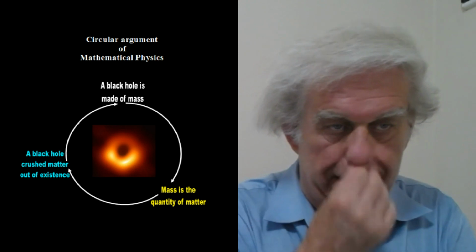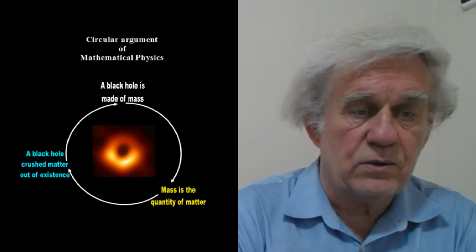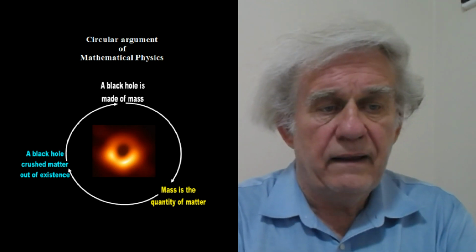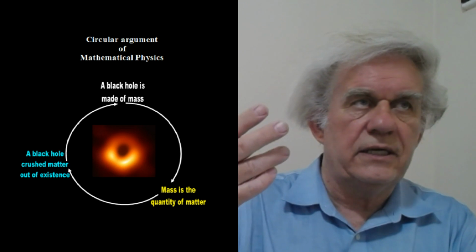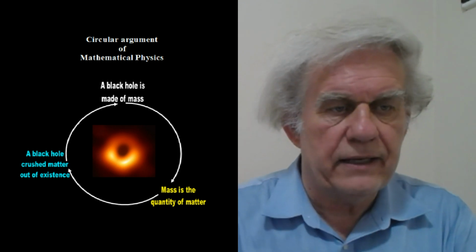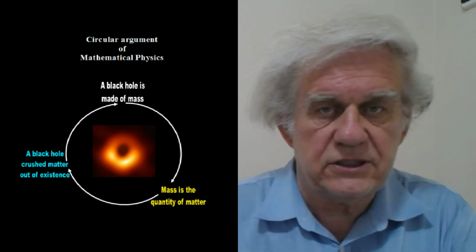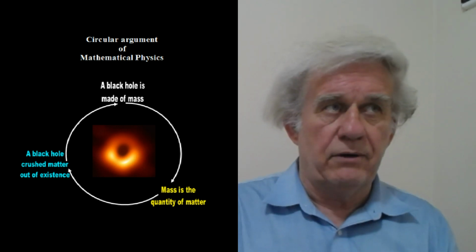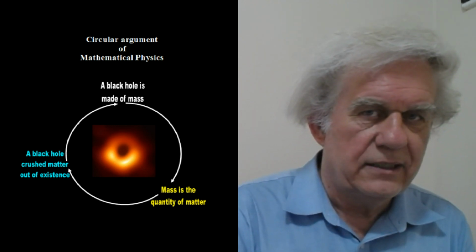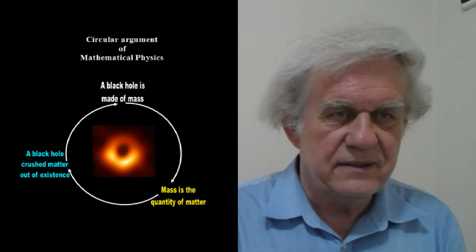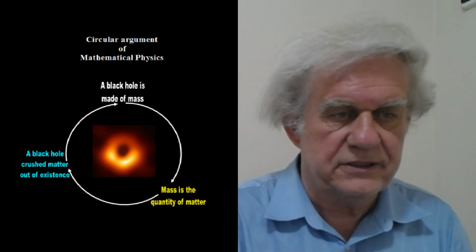There you have it. The black hole is made of mass. That's all it has. Mass is the quantity of matter, defined as the measure of the quantity of matter, right? It turns out that a black hole crushes all matter out of existence. So we have no matter. Hopefully we have no mass. And they say it's infinite mass in zero volume. That's what a black hole is. And that's the singularity, the zero volume in the center.